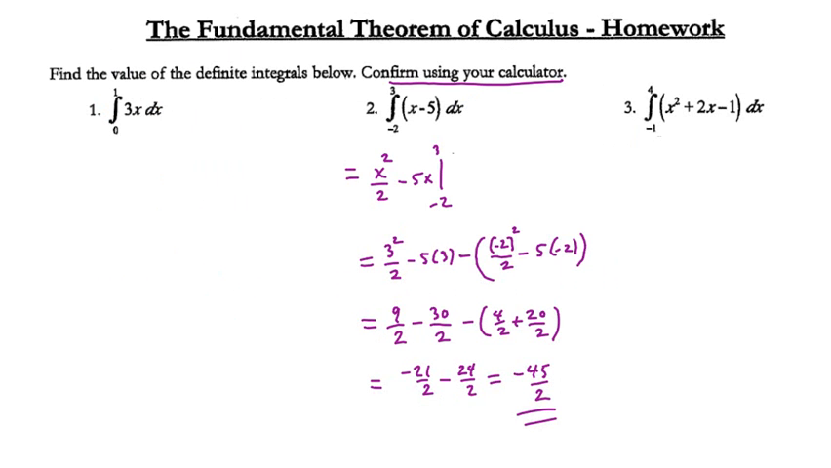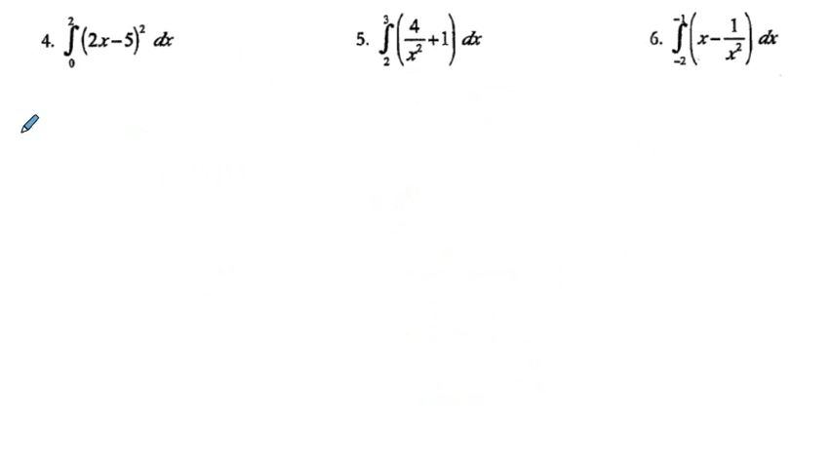All right, let's go on to problem 4. Here we have a situation where we could expand this out, but I'm going to go ahead and do a u-substitution for this quantity 2x minus 5. So we're going to let u equal 2x minus 5.